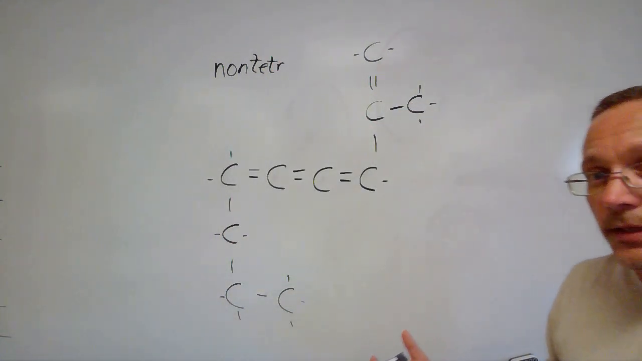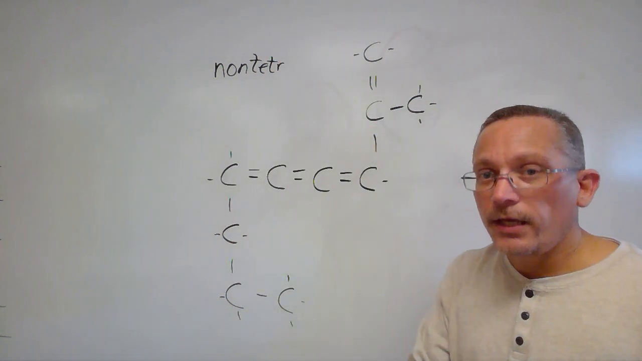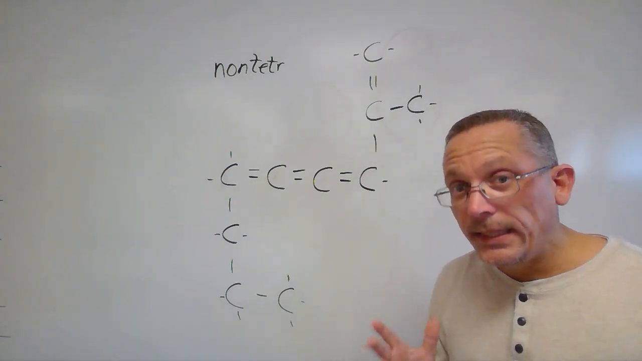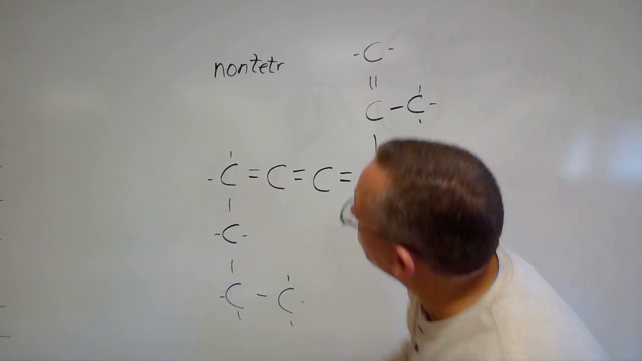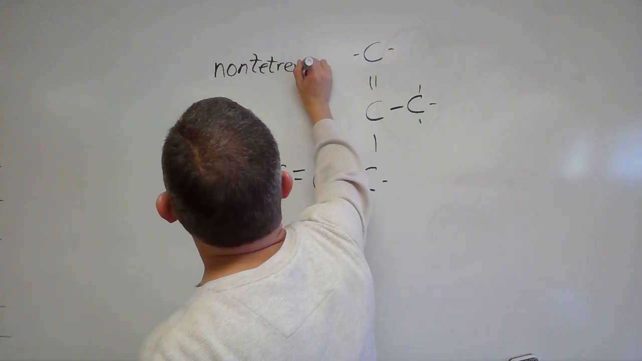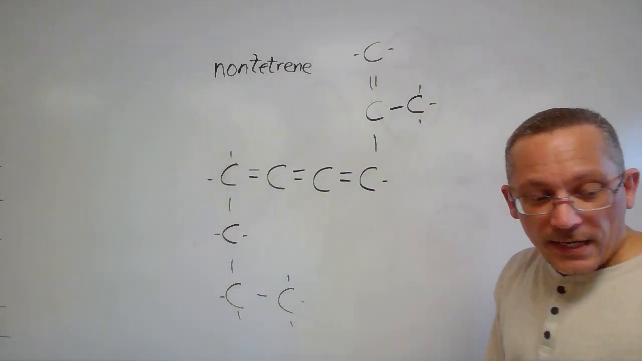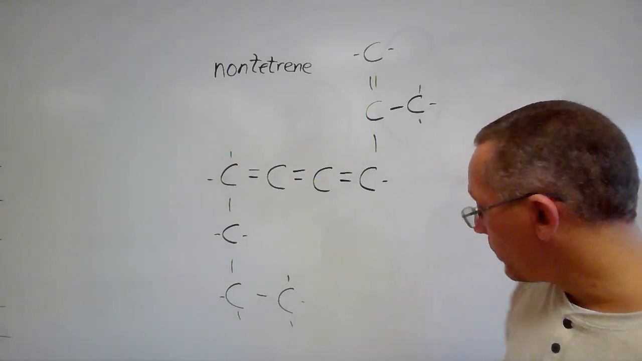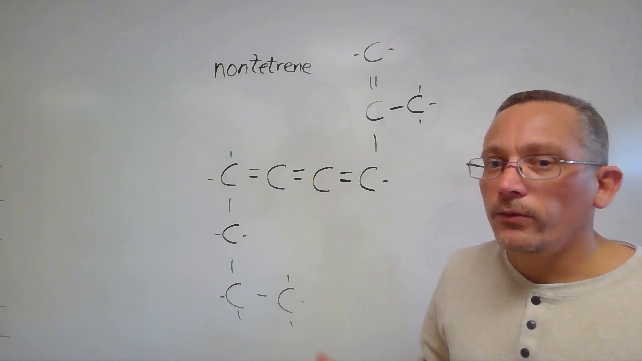And then we need to end the word with either ane, ene, or yne. And since we have double bonds here, we're going to end it with ene. Now we got to put our numbers to show where those double bonds are. We got to decide which way we are going to number it.